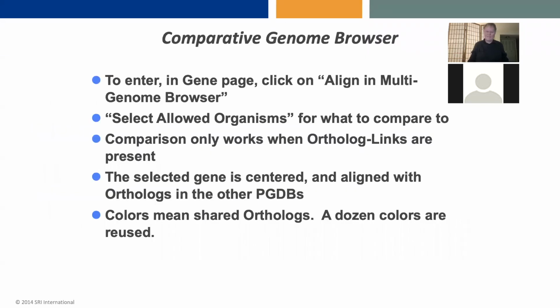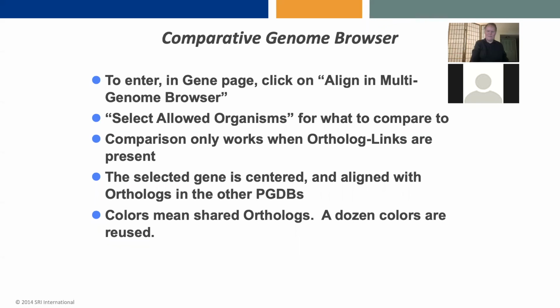So let's start with the comparative genome browser. The way you get to the comparative genome browser is on a gene page. There is a menu on the right side that Peter Karp mentioned last week, and you click on Align in Multi-Genome Browser. Select allowed organisms is basically a command that lets you decide what organisms you want to compare the current gene and the current organism to.